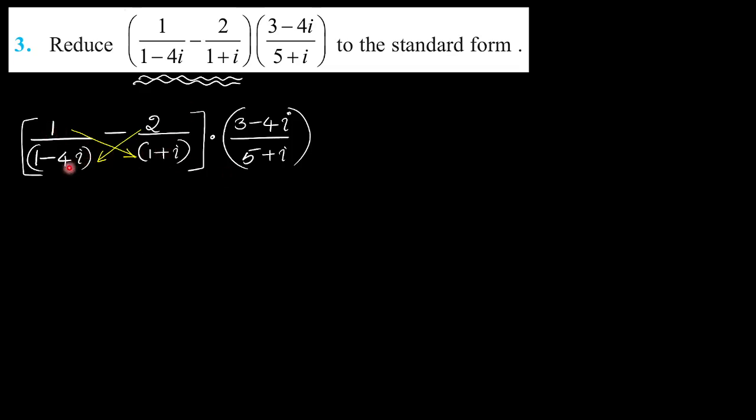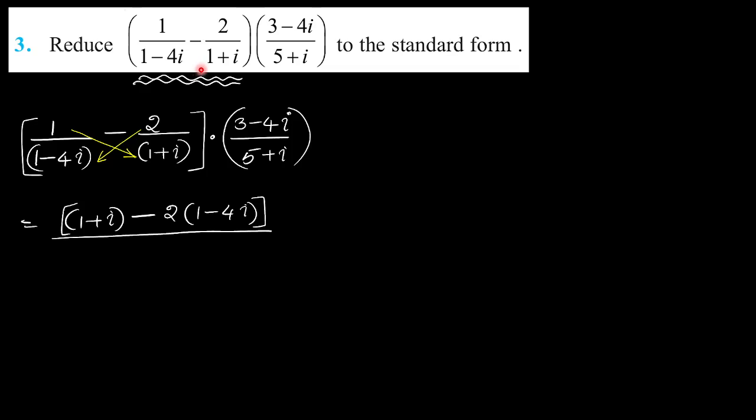So let me do the cross multiplication. 1 into 1 plus i. Understood? Minus, I am doing cross multiplication, 2 into 1 minus 4i. Divided by, the denominator will be 1 minus 4i into 1 plus i.